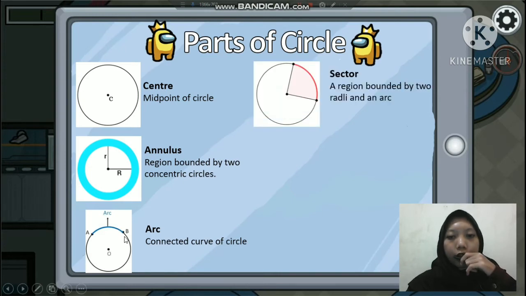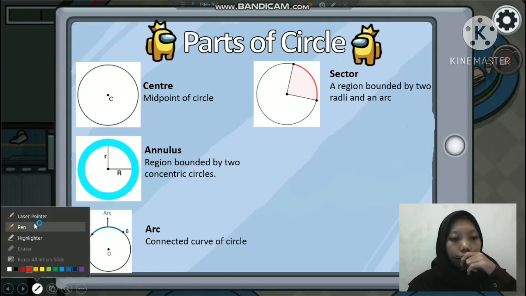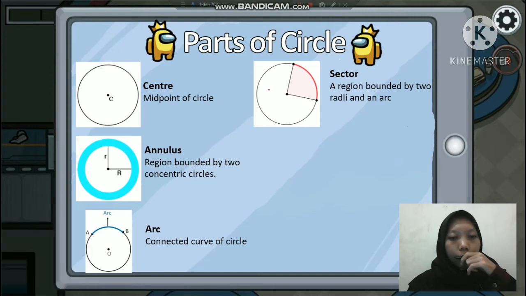The fourth is sector. A sector is a region bounded by two radii and an arc. You can see this with my pen on this arc. As we can see, it is a third part of the circle.